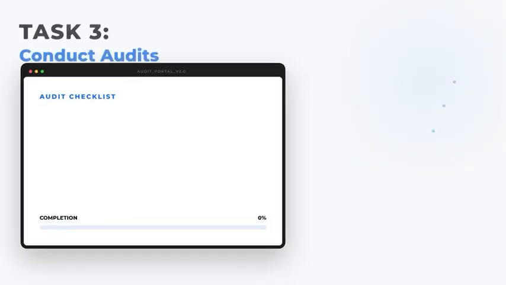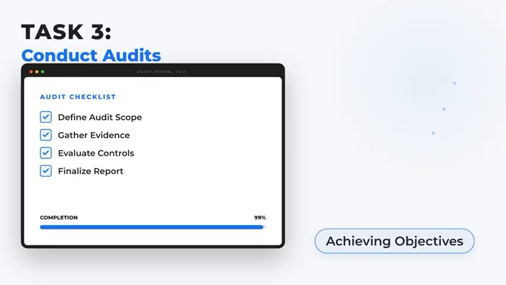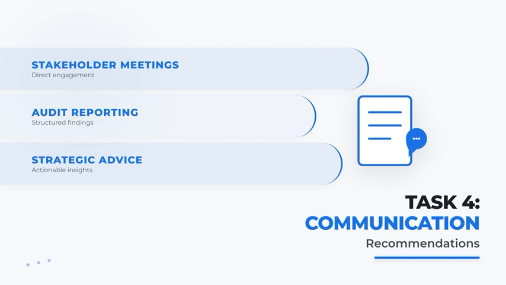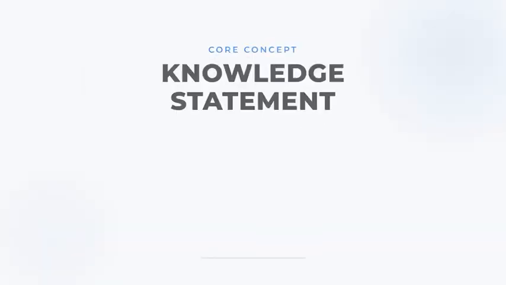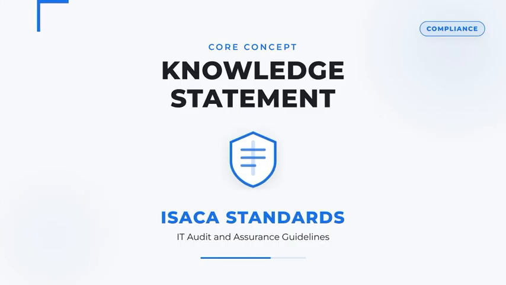Task 3. Conduct audits in accordance with IS audit standards to achieve planned audit objectives. Task 4. Communicate audit results and make recommendations to relevant stakeholders through meetings and audit reports. Task 5. Conduct follow-ups to determine whether management has taken appropriate timely action. To succeed, you must understand knowledge statements like ISACA's IT audit and assurance standards and guidelines.